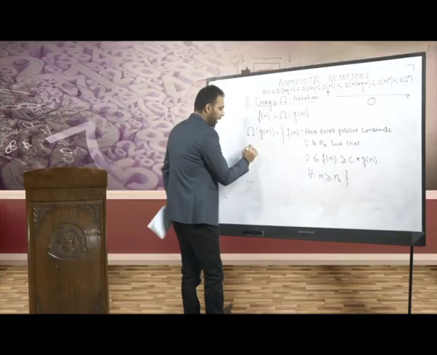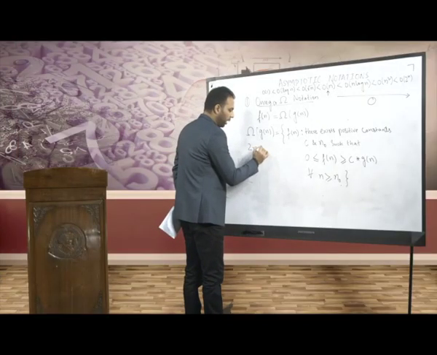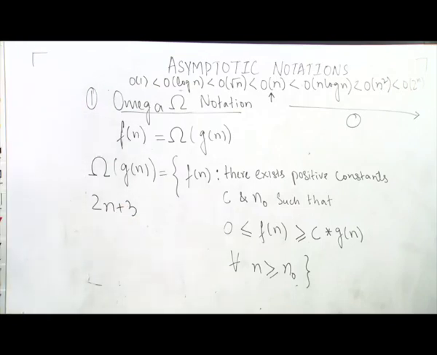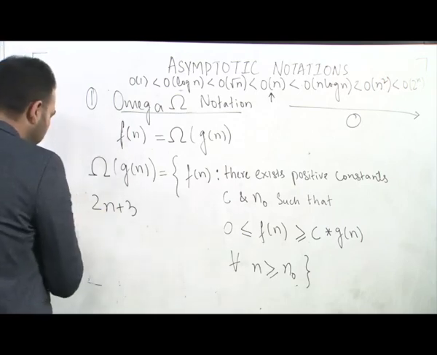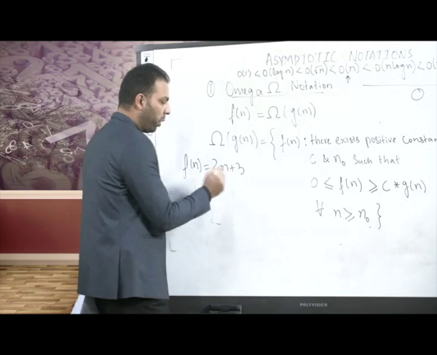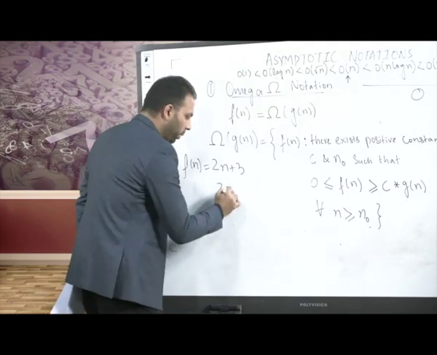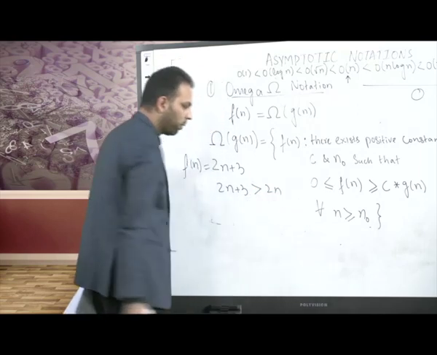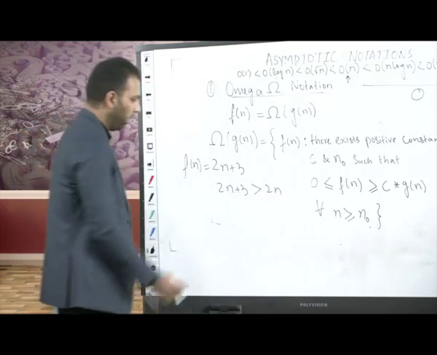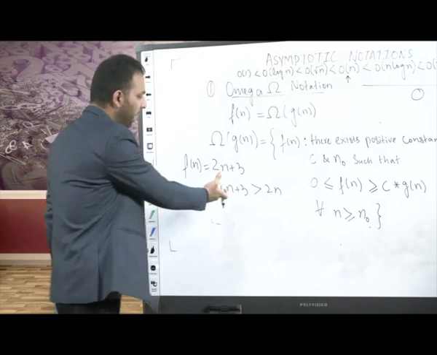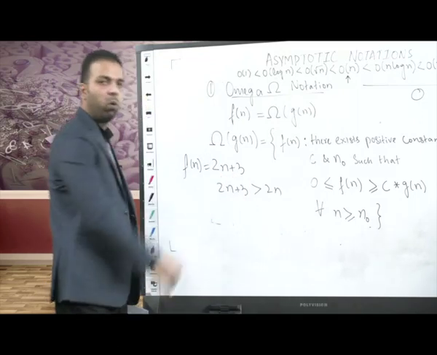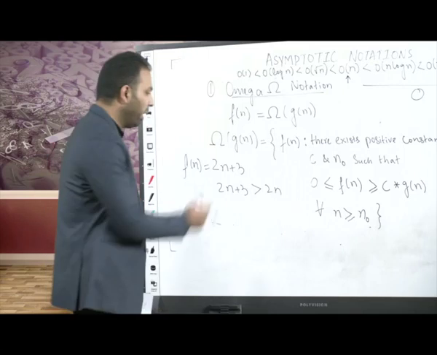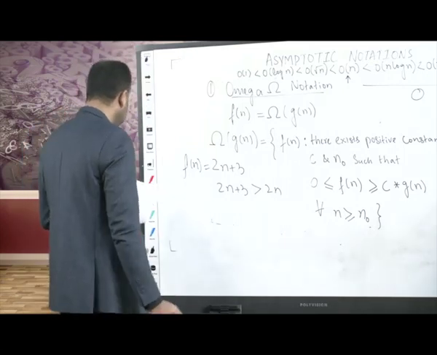Okay. So we'll take the same example, 2n plus 3. Now what we want to do is make it greater than, not less than. So if f of n is equal to 2n plus 3, we know that 2n plus 3 will be greater than 2n. It will always be greater than 2n because whatever n is, we are adding 3 more to it. Okay. So what are the different values here?